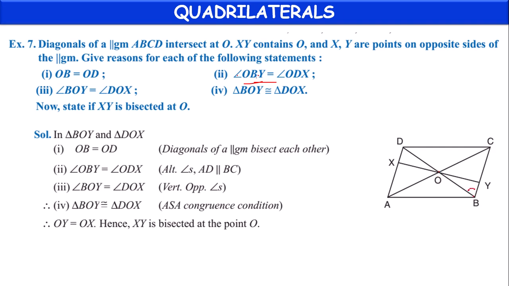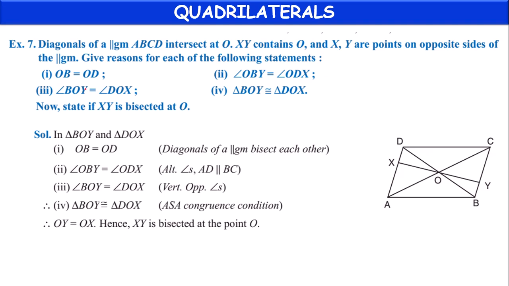Second one, angle OBY and angle ODX. Why are these two angles equal? Because the line AD is parallel to line BC, and this is the transversal. Alternate angles are equal. So that's why they are equal.